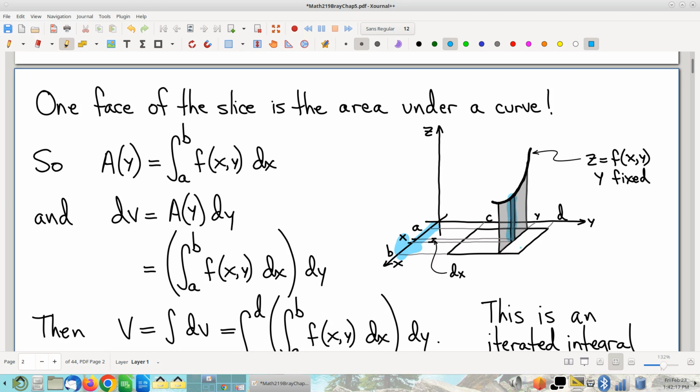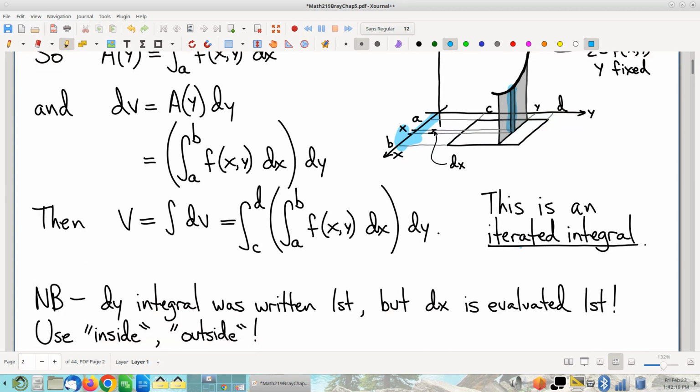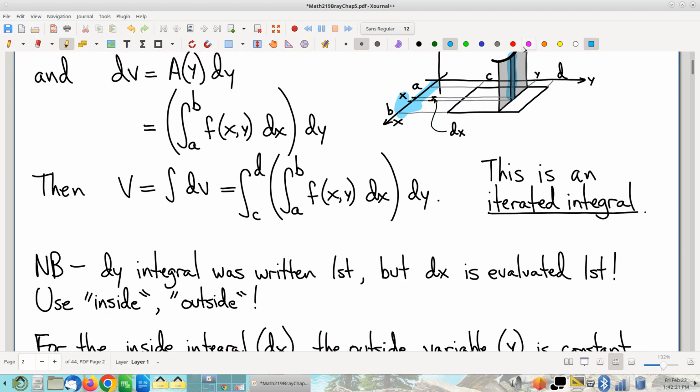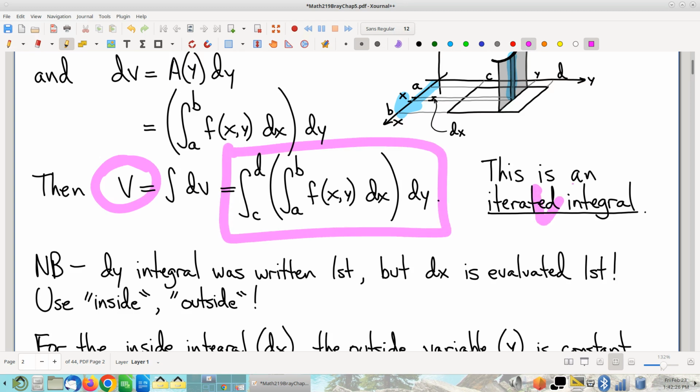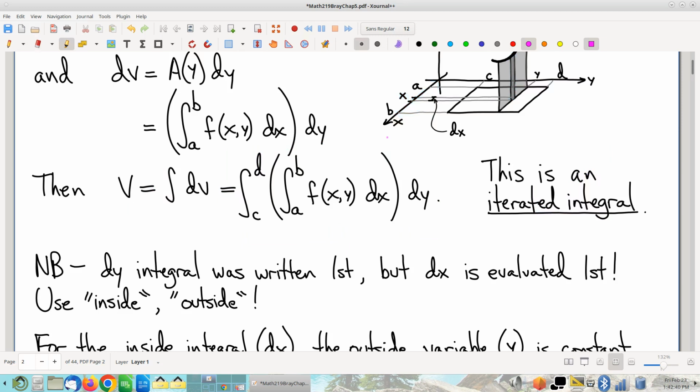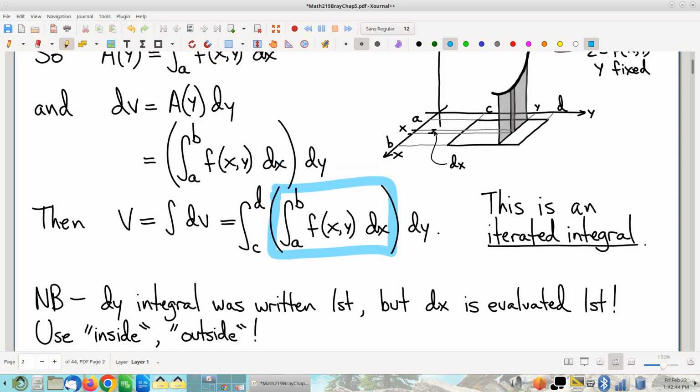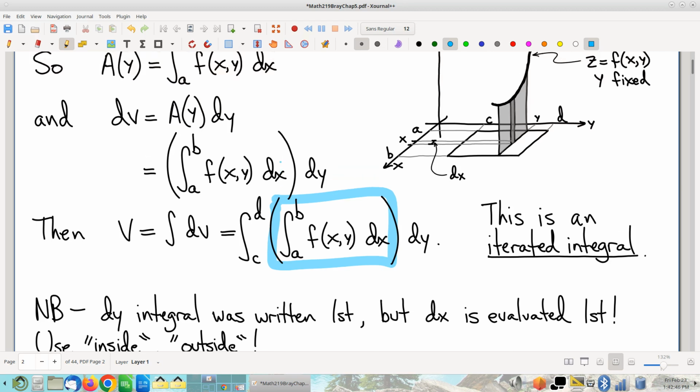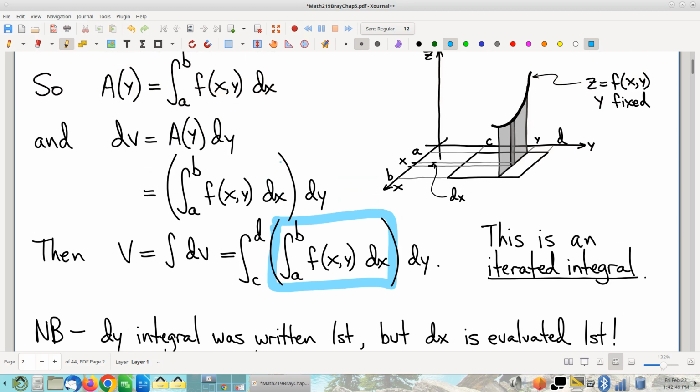And putting this all together is how we ended up with this thing called an iterated integral to compute the volume under a graph. Iterated integral: it's an integral inside of another integral. And I think the very last thing I mentioned, close to the end of this discussion, is to keep in mind that when you're talking about the inside integral, don't forget what the context is of this single variable integral.